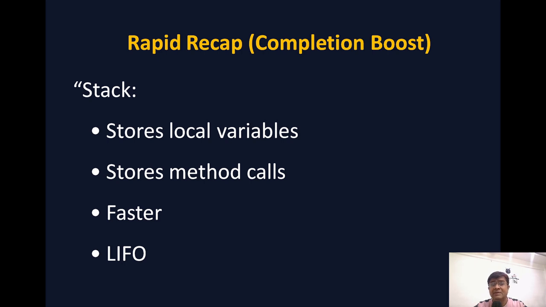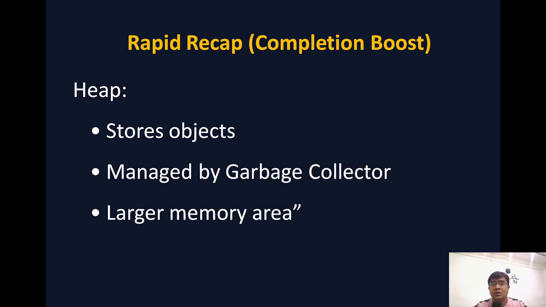So stack memory basically stores local variables and method calls; it's faster and it's last in, first out. Heap memory basically stores objects, is managed by the garbage collector, and is a larger memory area.